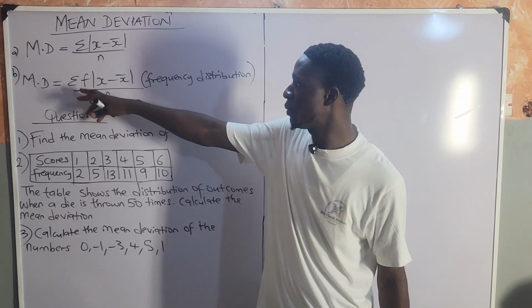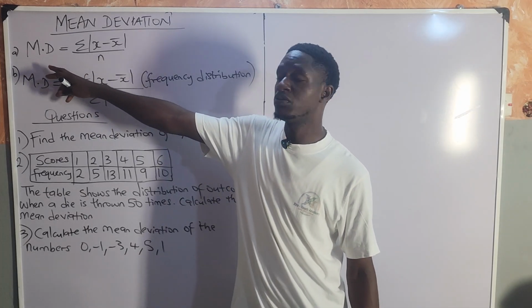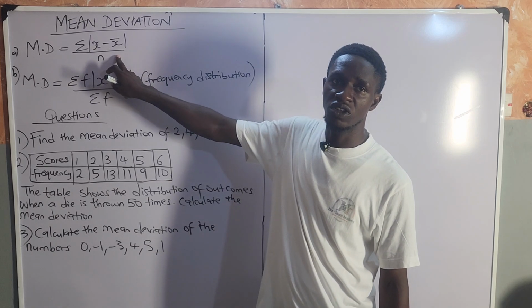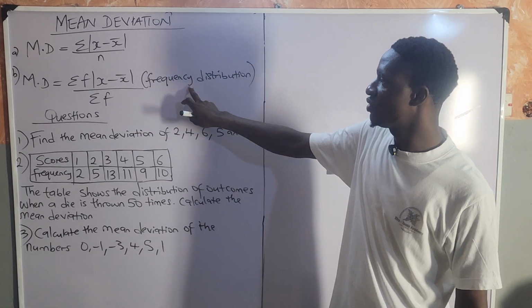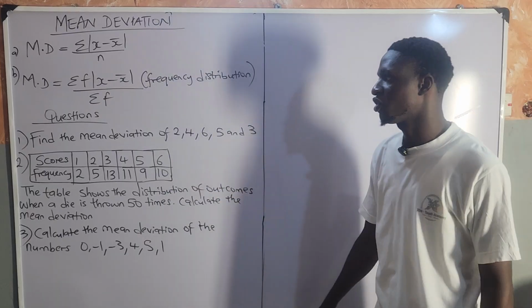So we have two formulas there. We have MD is equal to, that is, MD means mean deviation. We can use this when there is no frequency distribution, and the other when there is a frequency distribution. So we have three questions to illustrate this.